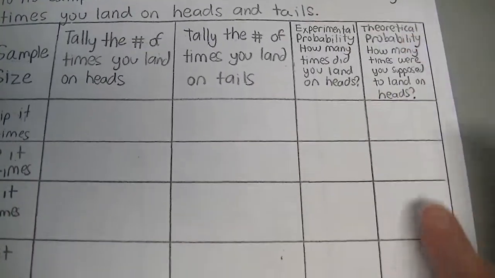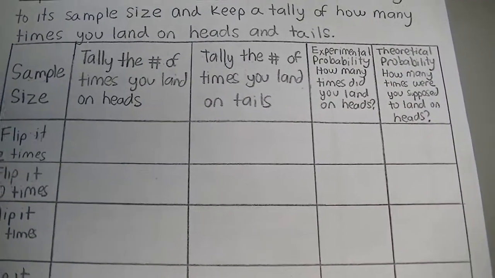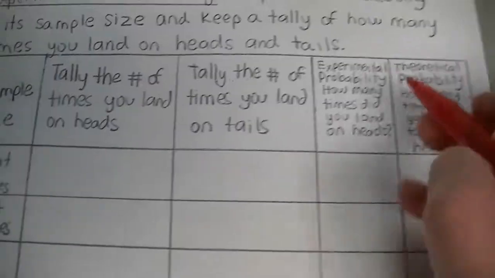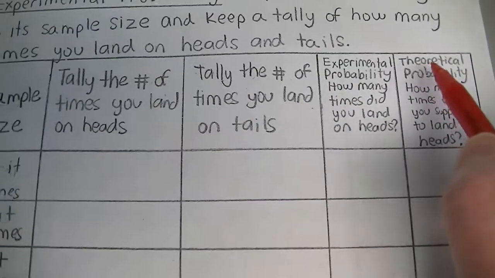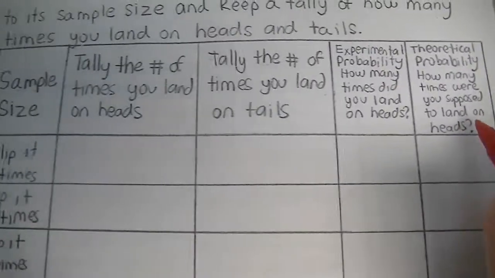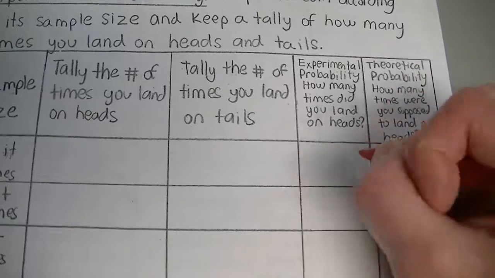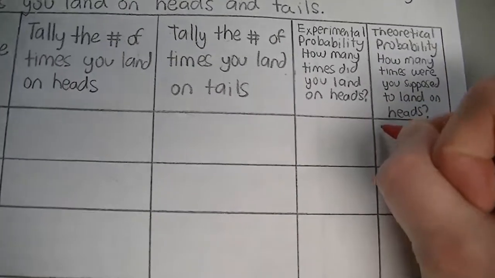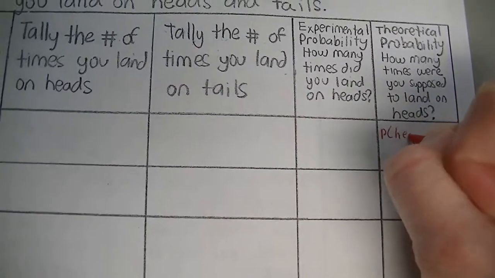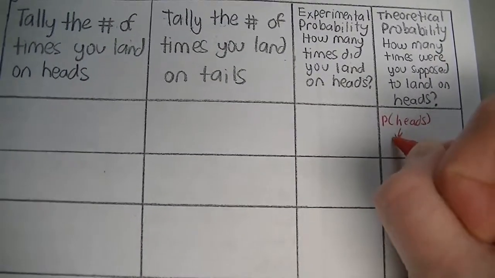Now this column right here I can totally do with you, because we're all going to get the exact same answer because it's theoretical probability. So right here, remember, theoretical probability is just the math. How many times are you supposed to land on heads? Well, the probability of landing on heads when you flip it twice. Here's how you'd write it out. So probability of landing on heads, that is 1 out of 2.